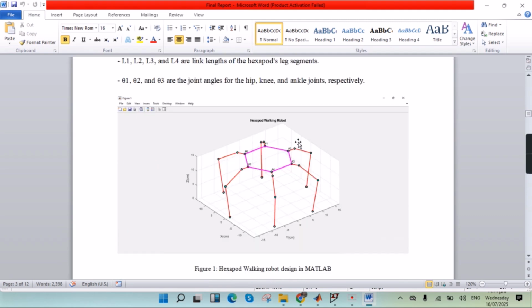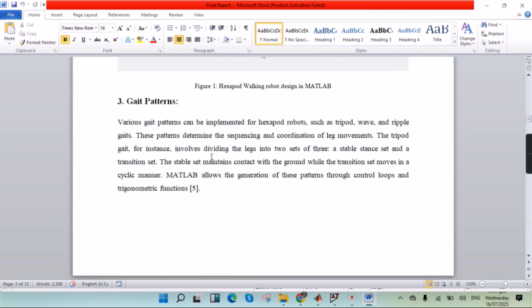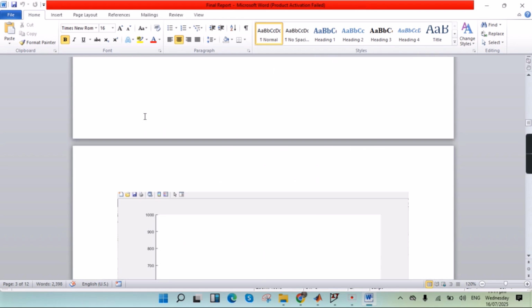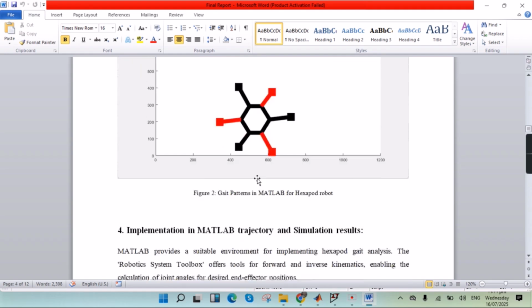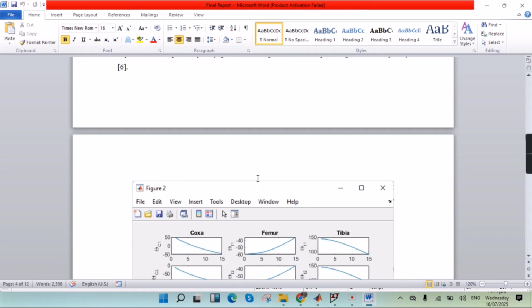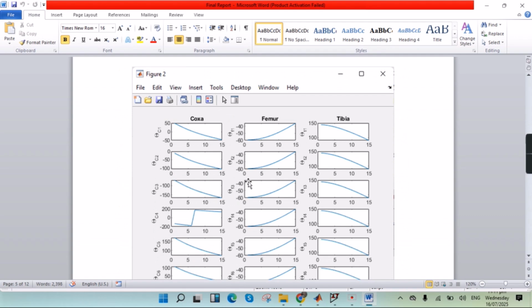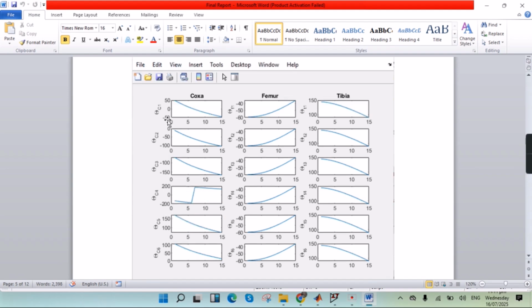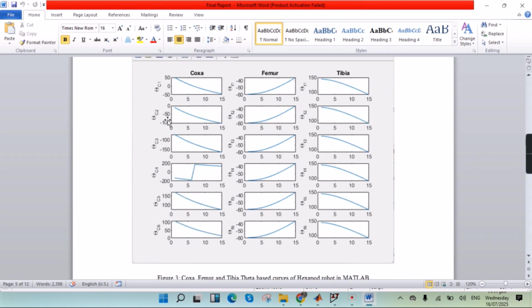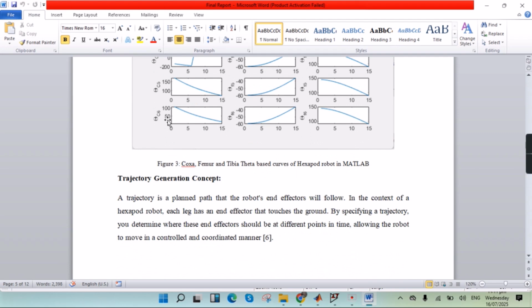Yes, different theta angles: theta 1, theta 2, and theta 3. These three angles represent the walking of the robot. I have added the gait patterns here like this one, and this is the trajectory mode. Trajectory mode provides the different angles based on different graphs like coxa, femur, and tibia.